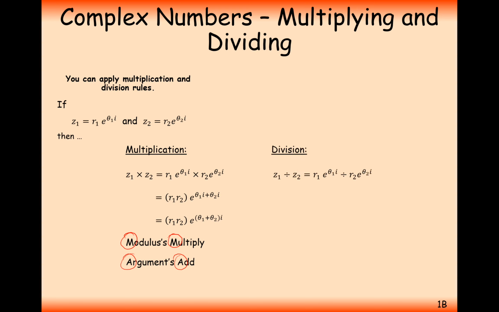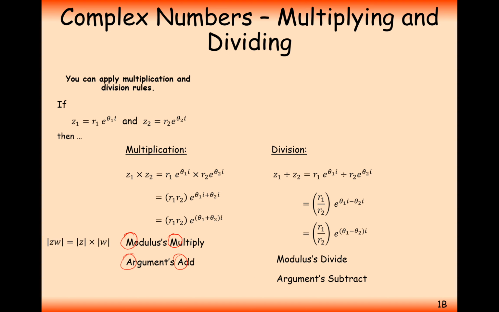When you divide two complex numbers, you divide them like this, and R1 will be divided by R2, but the rules of indices will lead you to subtract the exponentials, leading you to this equation here. So the moduluses divide and the arguments subtract. So in both the rules, the kind of inverse function applies. So the moduluses divide, the arguments subtract.